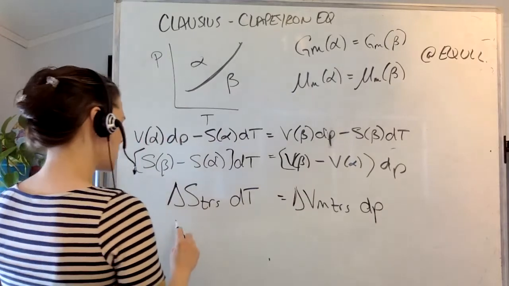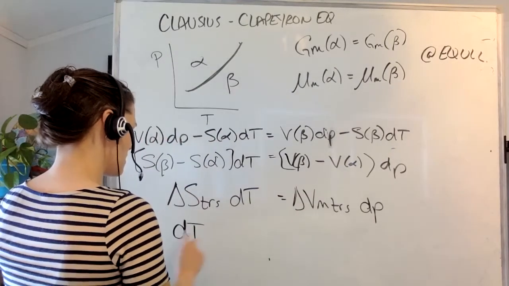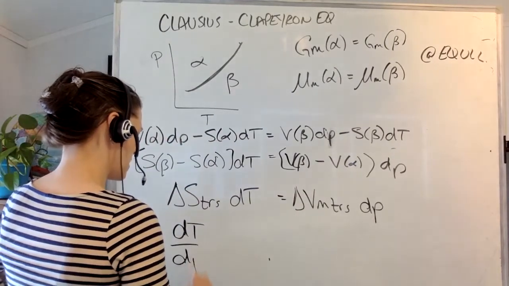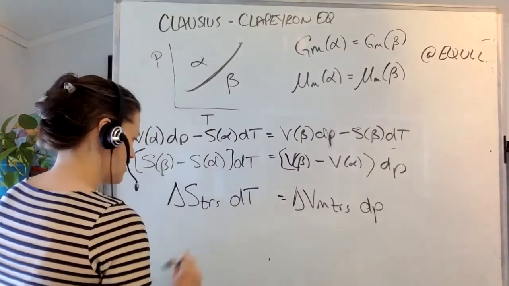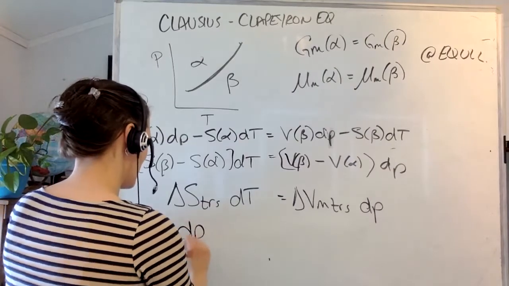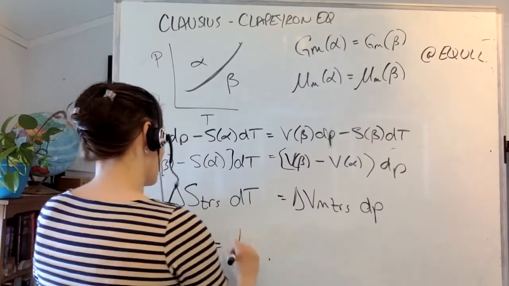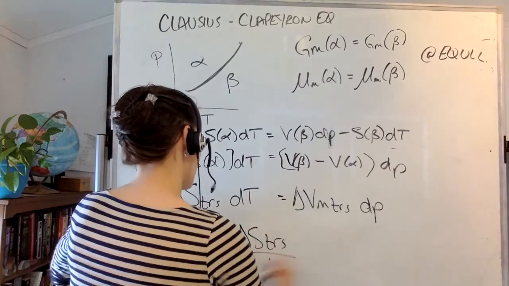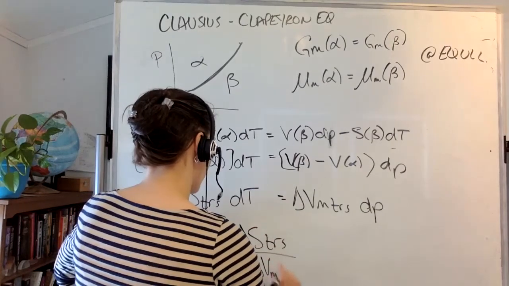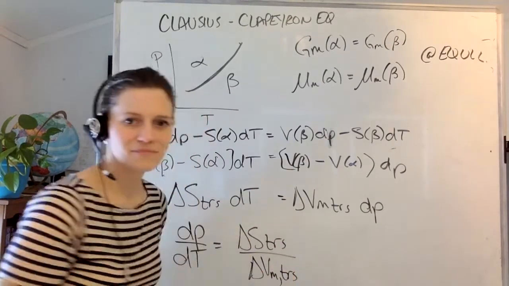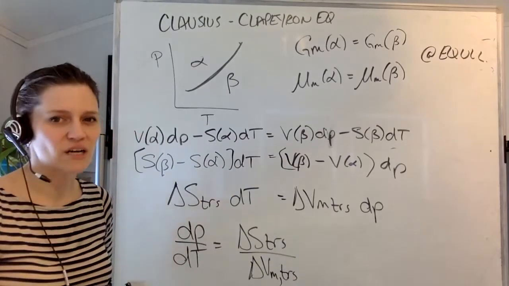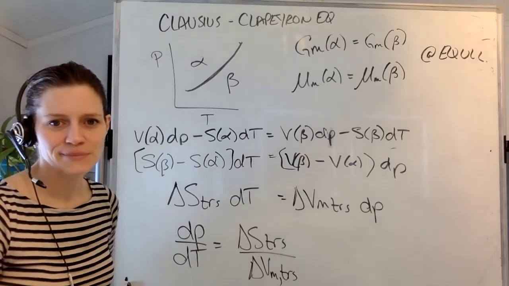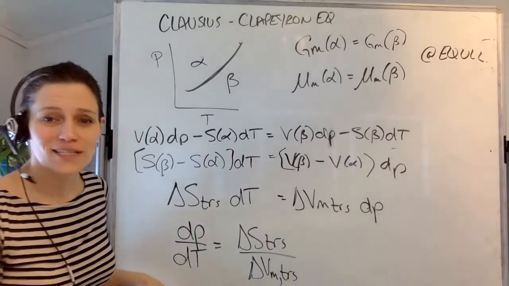Brilliant. Which leaves me with dT over dP is, oops, I got that backwards. Sorry. This leaves me with dP over dT is equal to delta S transition divided by delta V molar transition. Bonus. I like that. I'm saying bonus a lot. Sorry. Go team. That's better. Sorry, I should add, this is known as the Clapeyron equation.